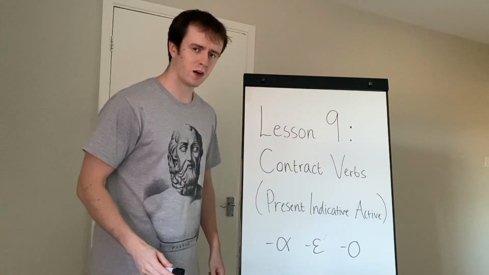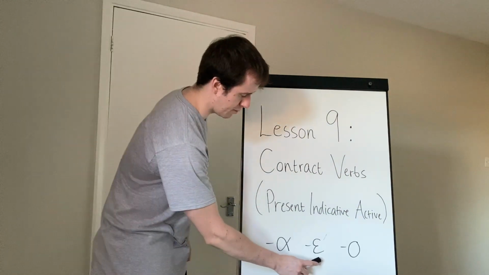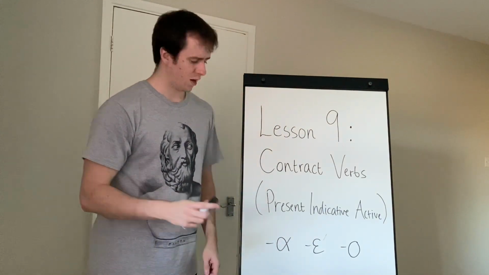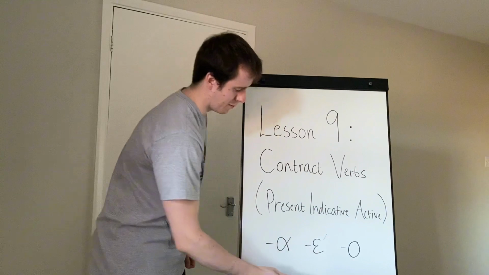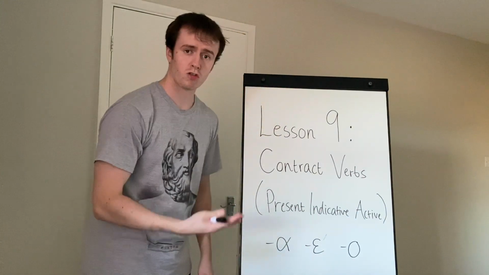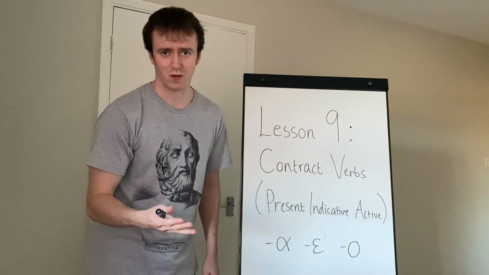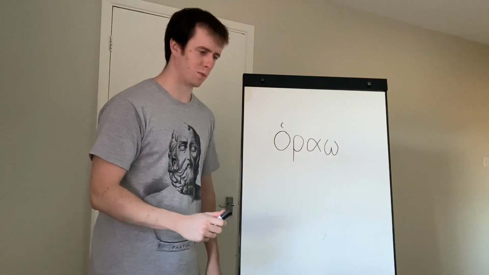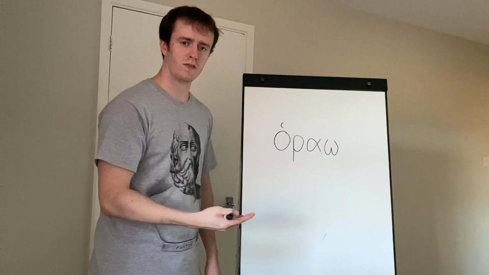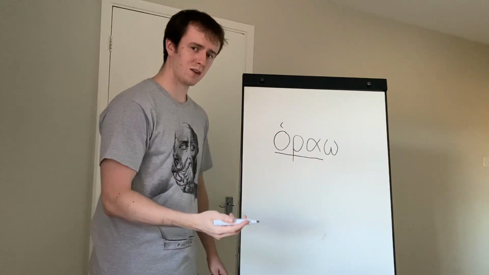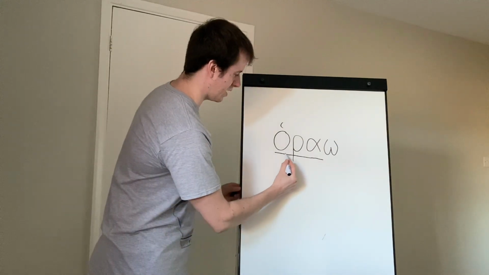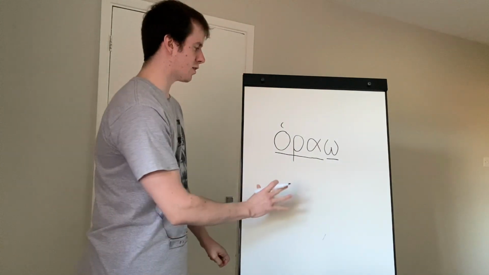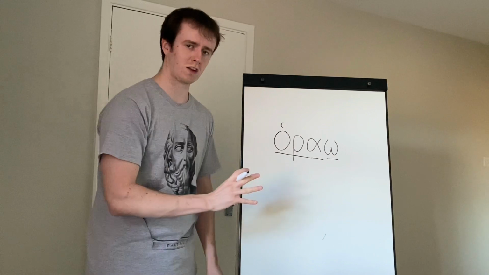And this is because verbs with stems ending in alpha, epsilon, or omicron are what are called contract verbs, because this final vowel in their stem, alpha, epsilon, or omicron, contracts with the vowel or diphthong of the person ending. Here is an example of a contract verb. Horaō is the verb to see. And you can see, no pun intended, that we have the stem hora and the person ending ō. And this is the form you would find this verb in a dictionary.